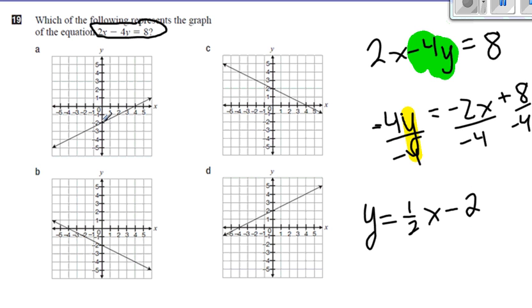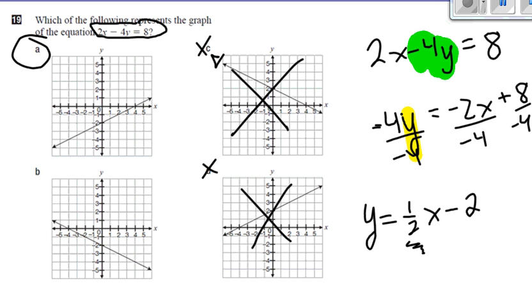So this one could be right. This one can't be right. It's not C. This one could be right. This one can't be right. So it's not C and it's not D. Now, between A and B, one of them has a positive slope, like my line, and it's A. Positive slope, negative 2 y-intercept. And I can even now check the slope. Rise 1, run 2. Rise 1, run 2. Looks good to me.